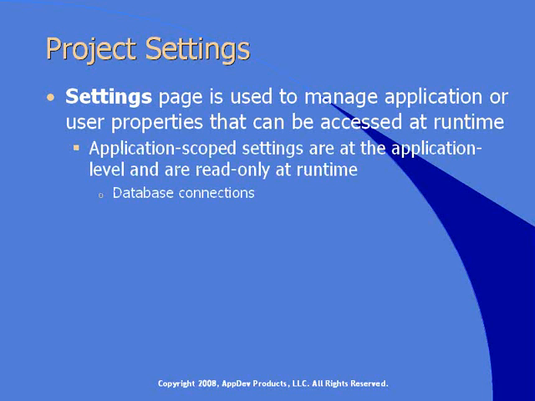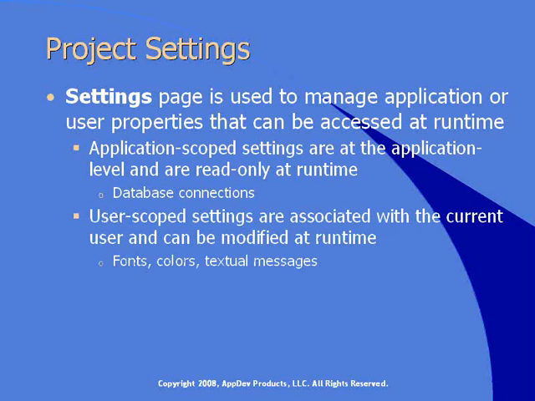Application level settings are read-only at runtime, and this would be a good place to store things like database connections. And in fact, when you create a data source in Visual Studio, Visual Studio creates an application level setting for the connection string. User level settings are associated with the current user and can not only be read at runtime, but they can also be changed. So here you could store user preferences for things like fonts, colors, textual messages, and the settings are stored in the user's folder on the computer.